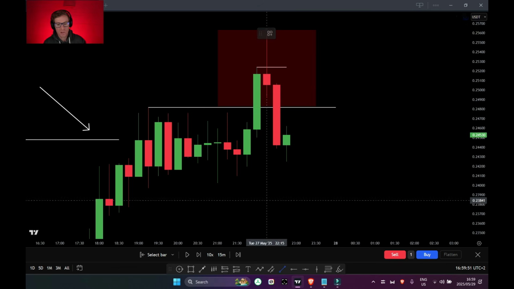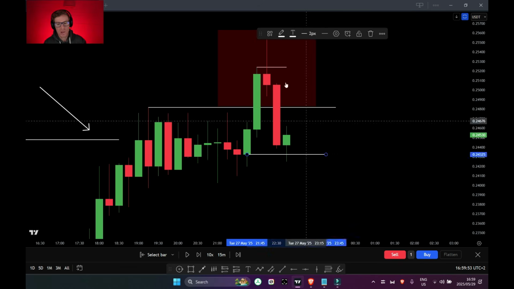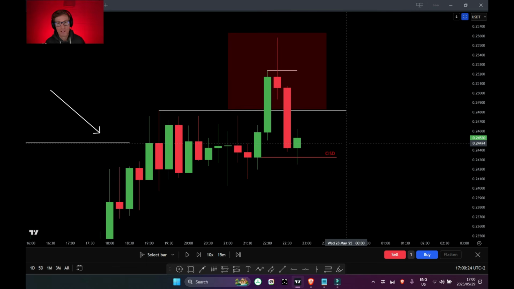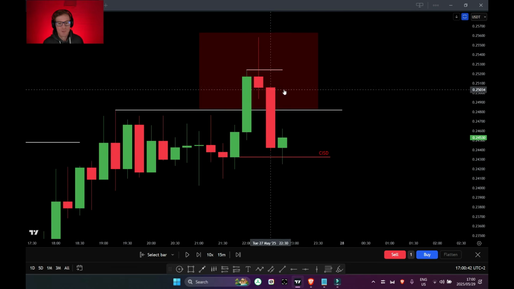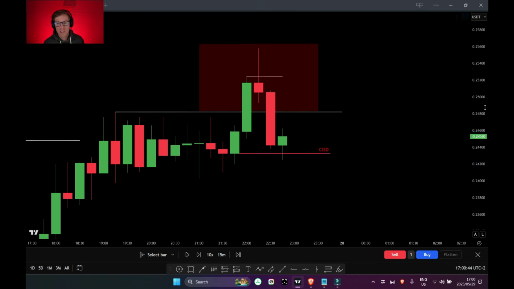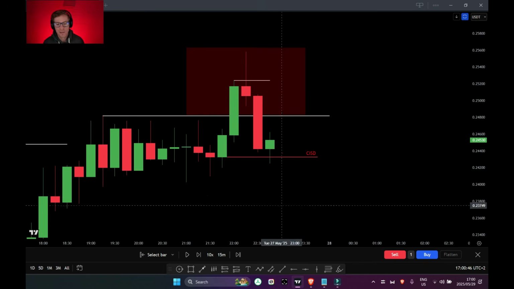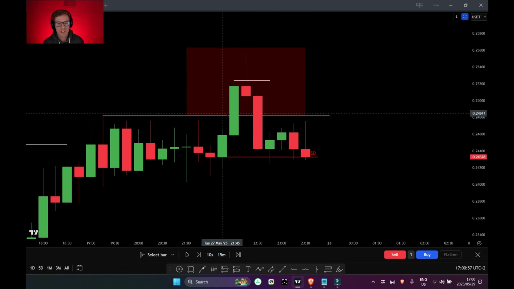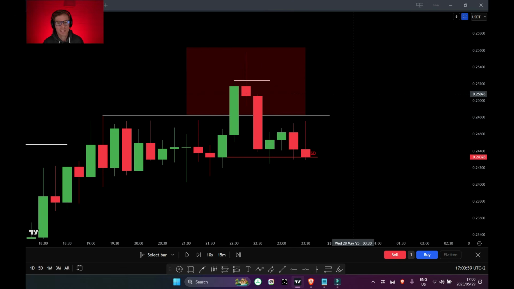So what we want to do is mark out that low. And this is what we call the CISD level. Guys, if you do not know about the CISD, this is the holy grail level. So you can see here, price swept out the highs, it formed the CISD. So all we need to do now is wait for price to break the CISD and close below it. You do not want to enter until price breaks the CISD, because when price breaks the CISD, it's a confirmation that this manipulation is confirmed.